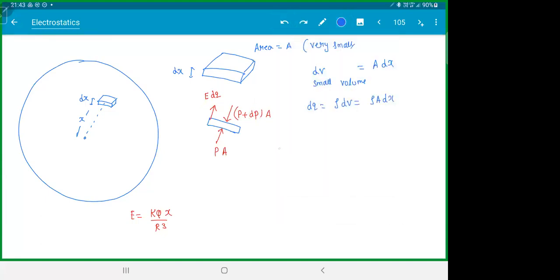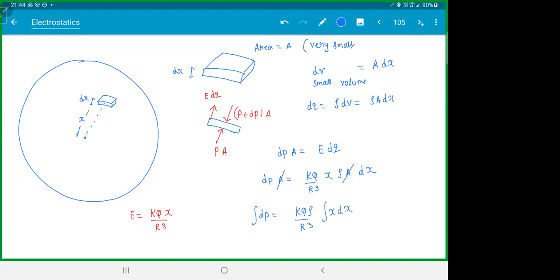So if you write the pressure difference here, dP into area is equal to E into dq, right? So dP into area equals k q by r cube into x rho A dx. Area will cancel. Integrate on both sides. This will be k q rho by r cube, integral of x dx.